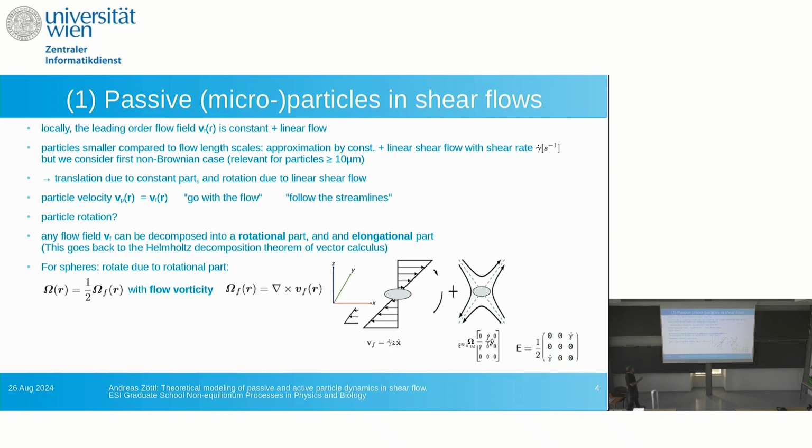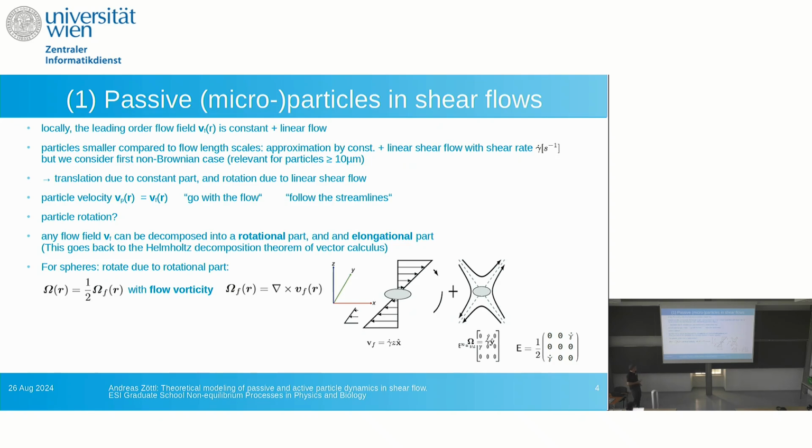But the idea is, so the rotational part, so you can decouple this flow field. And the rotational part is essentially given by the curl of the flow field. And this is also called the flow vorticity. And this is this omega f. That's the flow vorticity. And we can also interpret this as a pseudo vector, which goes, in this case, in the y direction, right? In the x, we have the flow. In the z, we have the shear. And in the y, we have the vorticity direction.